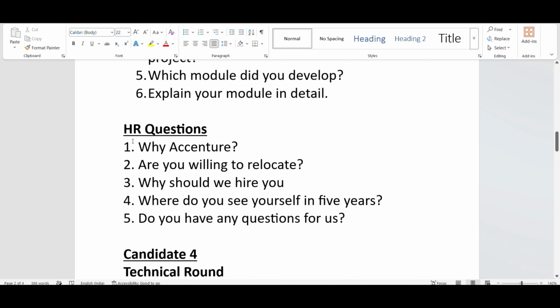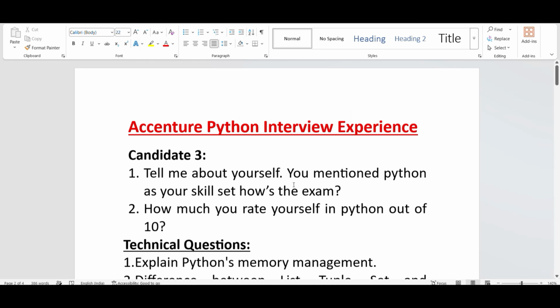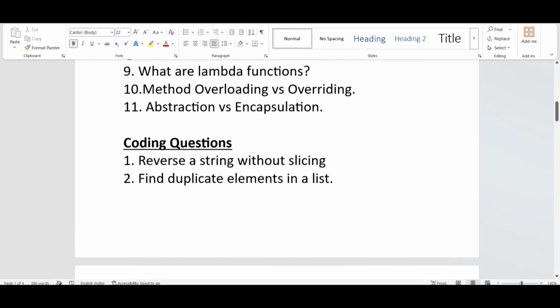HR questions are why Accenture? Are you willing to relocate? Why should we hire you? Where do you see yourself in 5 years? Do you have any questions for us? This is the last question, and candidate 3's interview got completed with this. If you see here, this is not easy, this is medium level, but candidate 4's interview is not medium, it is medium to difficult.